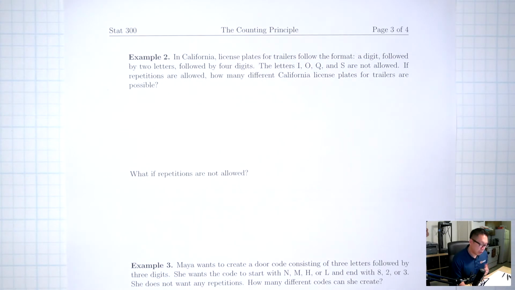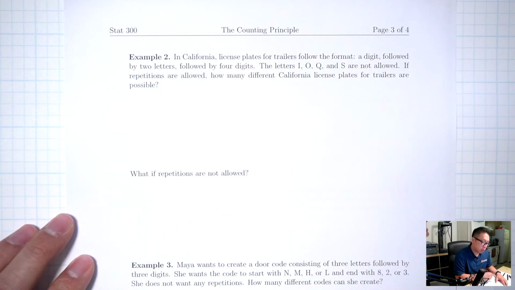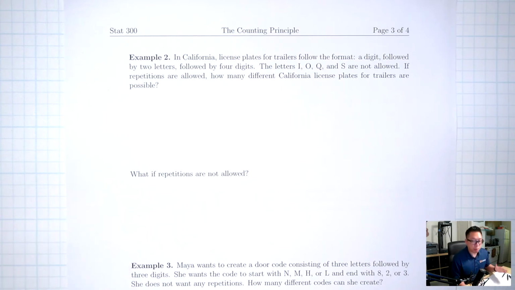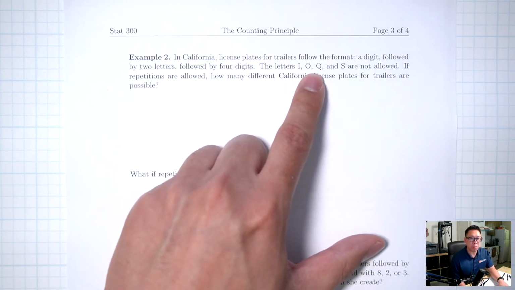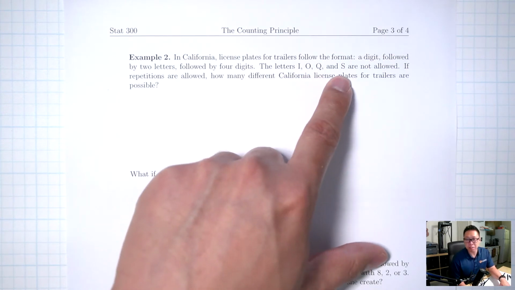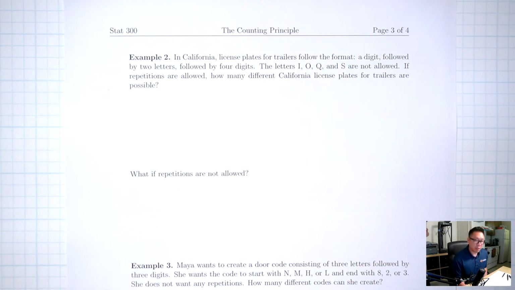Example 2. In California, license plates for trailers follow the format: a digit followed by two letters followed by four digits. The letters I, O, Q, and S are not allowed. That's probably because I looks like a 1, O and Q look like a 0, and S looks like a 5. That's probably why they're not allowed. If repetitions are allowed, how many different California license plates for trailers are possible?